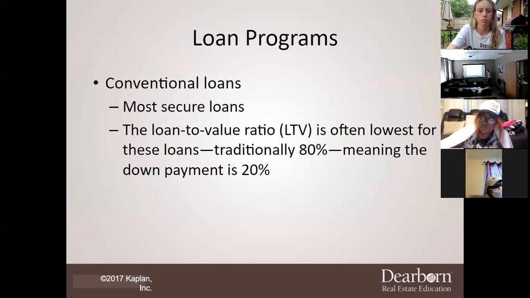So a conventional loan, these are the different loan programs. A conventional loan is the most secure loan. That's what you want, conventional loan. The loan-to-value ratio, or LTV, is often lowest for these loans, traditionally 80%, meaning that you only have to pay 20% down to get the loan. Remember, conventional loan, most secure. You would think it would not be because it just says conventional, but it's the most secure loan.